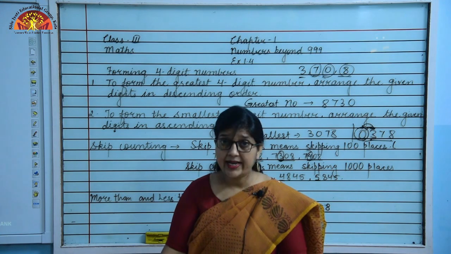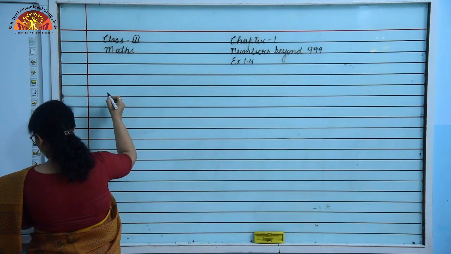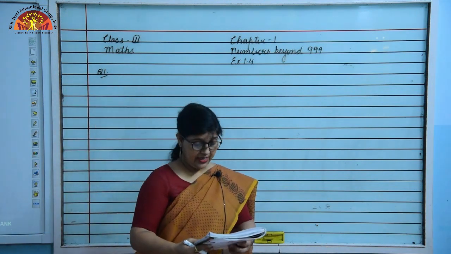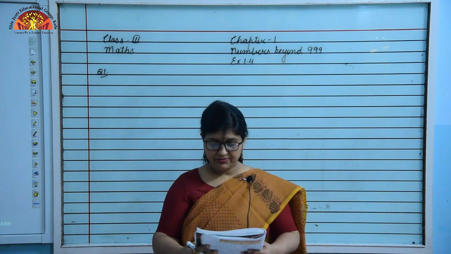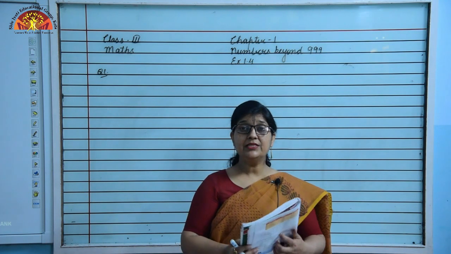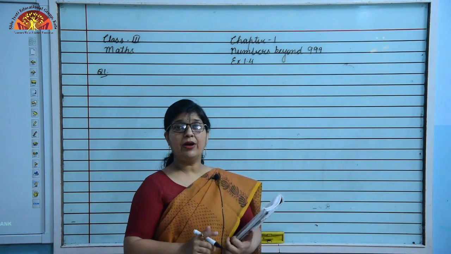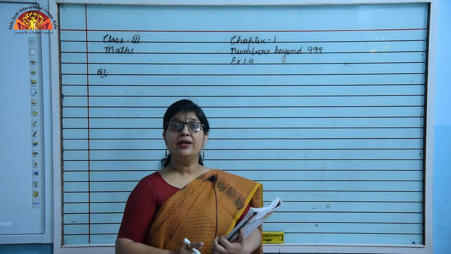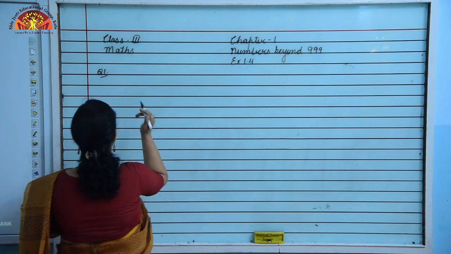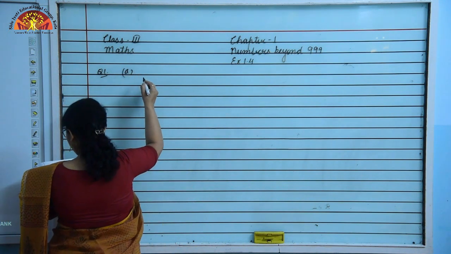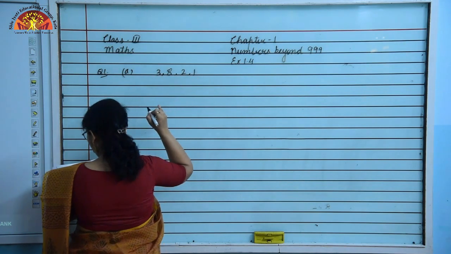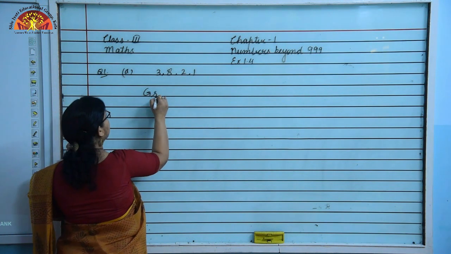Now we will discuss exercise 1.4. Exercise 1.4, question number 1, page number 13. Build the greatest and the smallest numbers with the given digits using each digit only once. It means you have to use the given digits only once each to form the greatest and smallest number. So for part a, the digits are 3, 8, 2 and 1. And we want to find the greatest number.